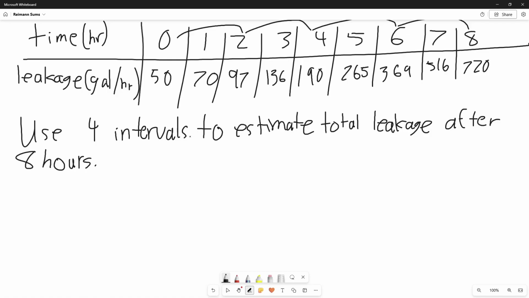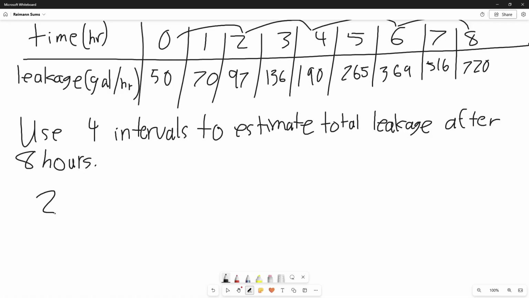And for this one, I'm going to use the midpoint rule. Technically, the trapezoidal rule would be accurate for this one because that's all we're given. We're only given linear approximations. We can only assume that it grows linearly from each of these to the next. But to make it accurate to a real life situation, I'm going to be using the midpoint rule.